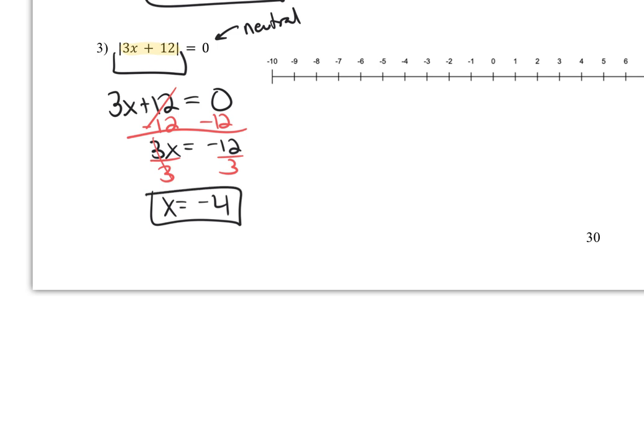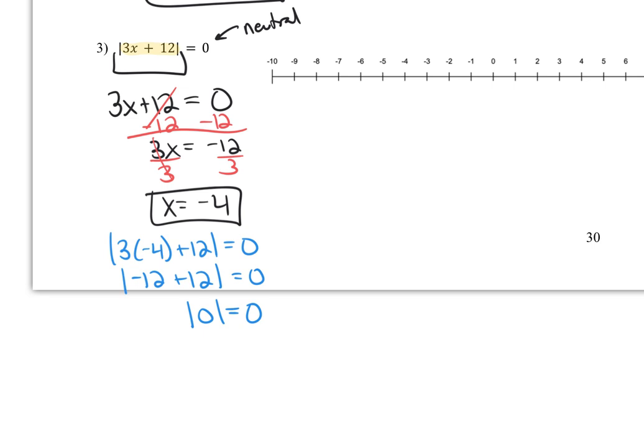Okay, I can quickly check that real fast. I'm just going to make sure we're good. Okay, absolute value bars go back in. I replace my x with negative 4. And so negative 4 times 3 gives me negative 12 plus 12. What's negative 12 plus 12? 0. And the absolute value of 0 is 0. So that's true. Awesome. So there's only one solution.